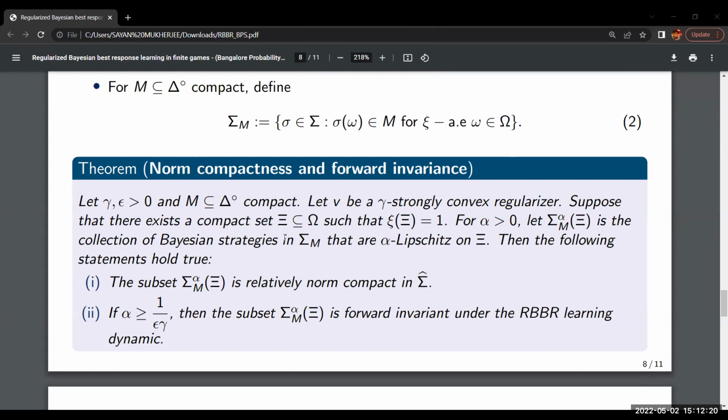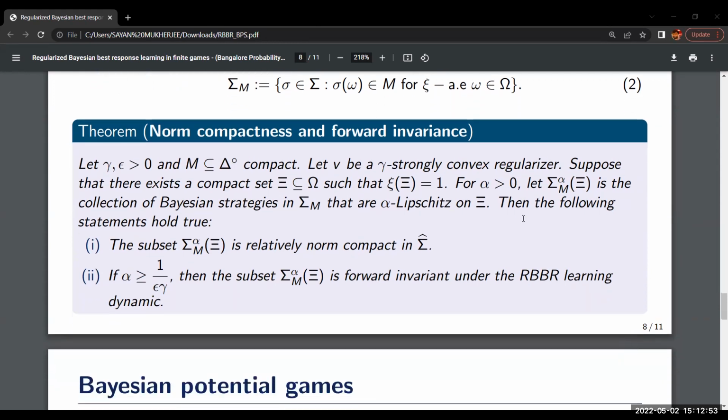Suppose that there exists a compact set, capital Xi, inside omega such that the measure xi is supported on this capital Xi. And suppose that for some alpha greater than 0, you consider sigma alpha m xi. Basically, these are Bayesian strategies whose range is contained inside M and which are alpha Lipschitz on capital Xi. So sigma alpha m is the collection of Bayesian strategies whose range is contained inside M and which are alpha Lipschitz on capital Xi.